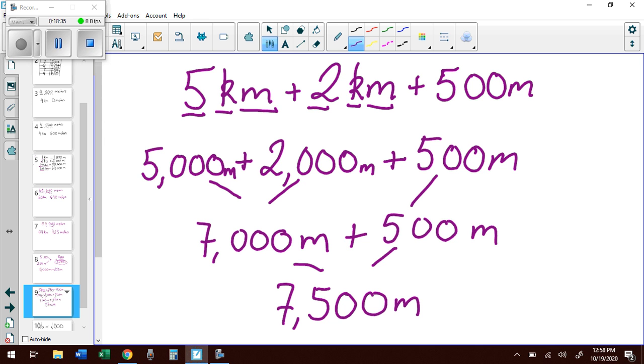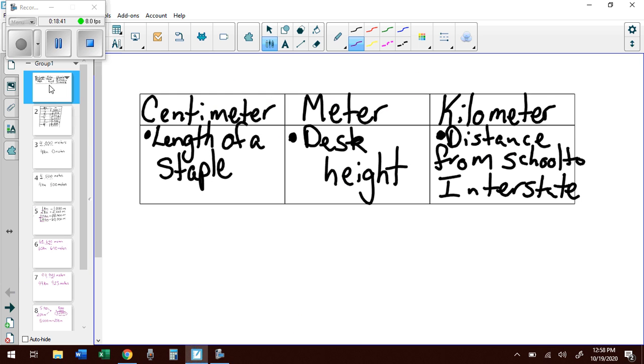We are going to stick with just the addition. And what are kilometers and meters? So let's run through that again. A centimeter would be the length of a staple, just a small thing. Meters would be like your desk height or how far you're supposed to stand from somebody in line. And a kilometer is like the distance from the school to the interstate. So that would be our miles. If you have to get in a car and do it, that would be a kilometer.